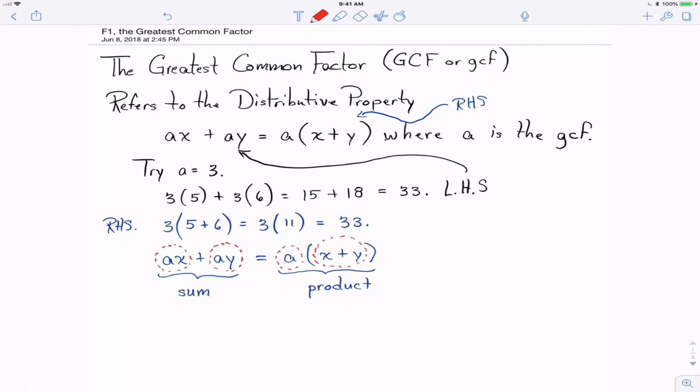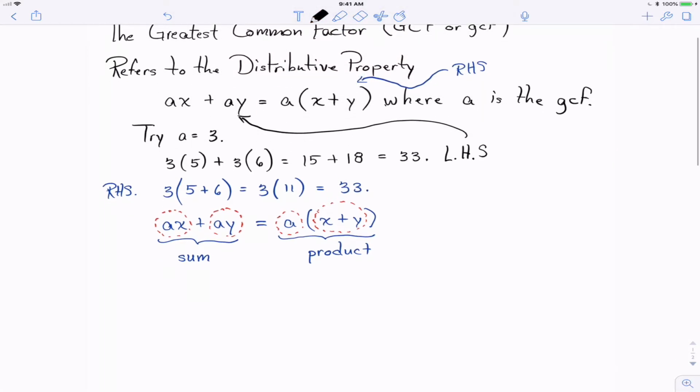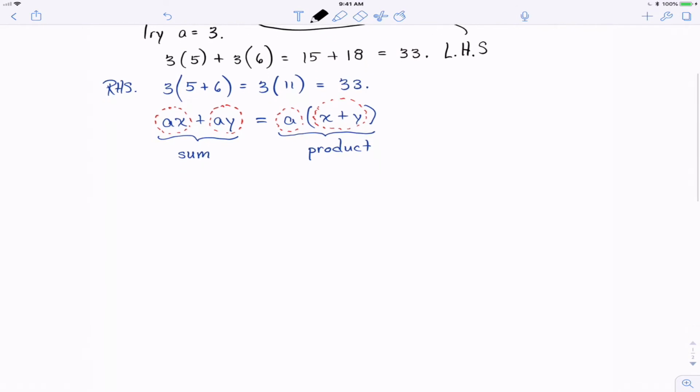So I think at this point, an example is in order. So let's try this one. I'm going to scroll up a little bit. Let's try the problem of factoring 12x plus 6y. Now, if we look at this, we can see we have the x and the y, just like we do up in this example above. But what we are looking for is what is A.